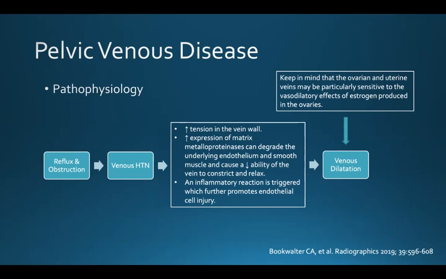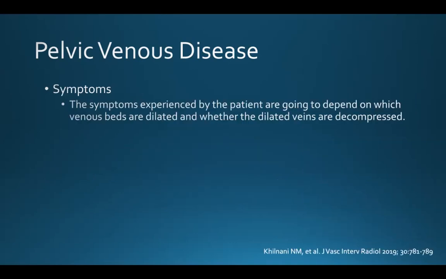Remember that the ovarian and uterine veins may be particularly sensitive to the vasodilatory effects of estrogen, which is produced in the ovaries. All of this can lead to symptoms. And the symptoms experienced by the patient are going to depend on which venous beds are dilated and whether or not the dilated veins are decompressed.